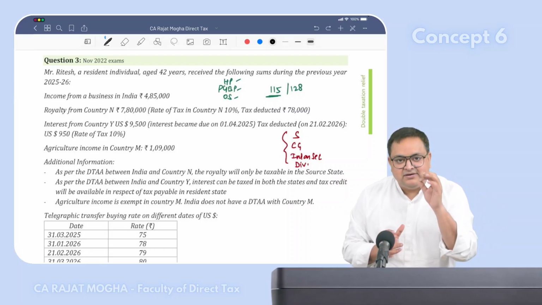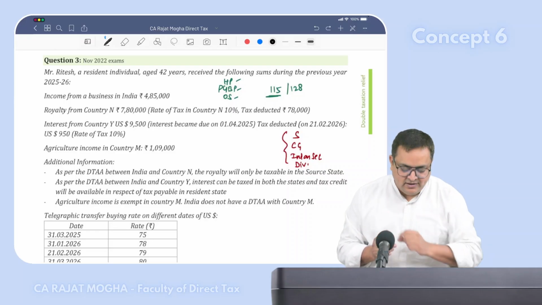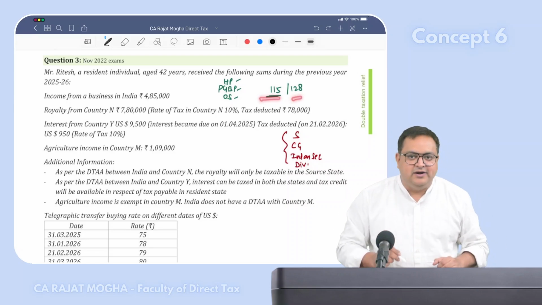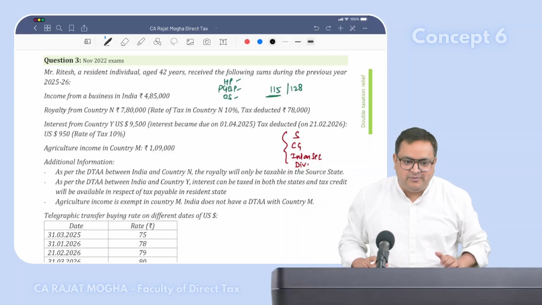January. So what is the end date of January? 31st January. You have to take the rate for that. So please don't make a mistake over here. This is the common mistake I have seen in taking the exchange rates, especially Rule 115 and Rule 128. So you should be very clear with these rules, that what is the exchange rate you need to apply.